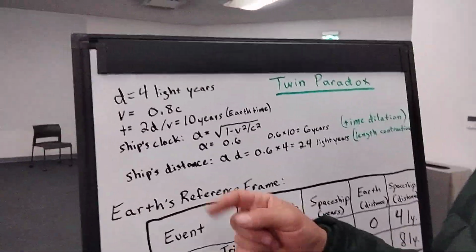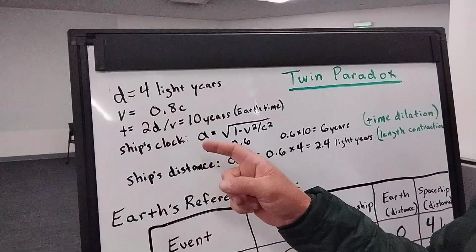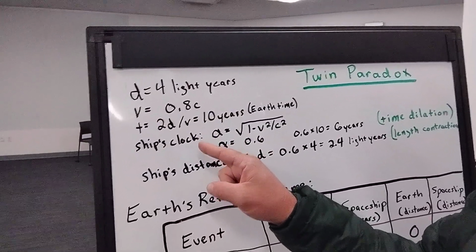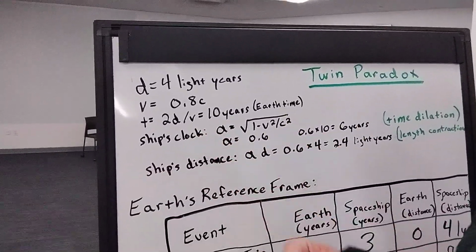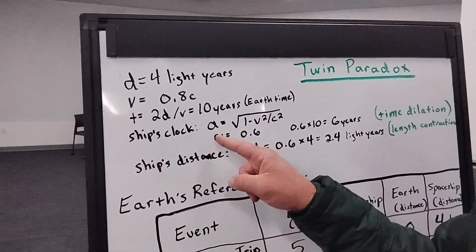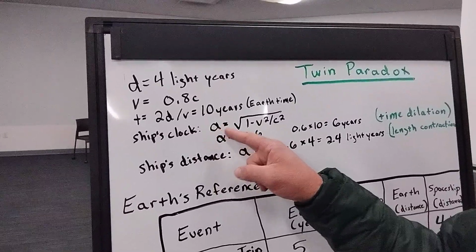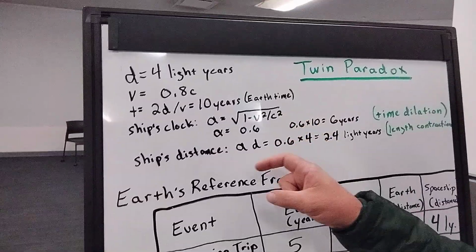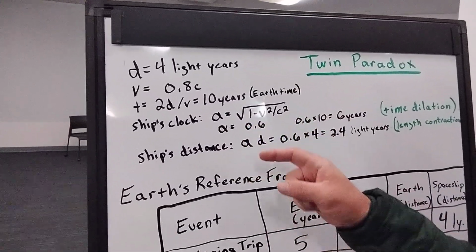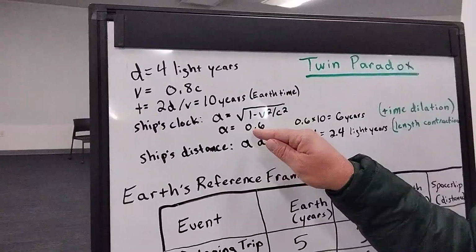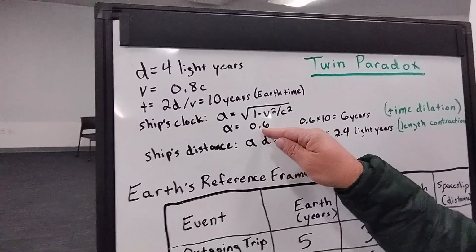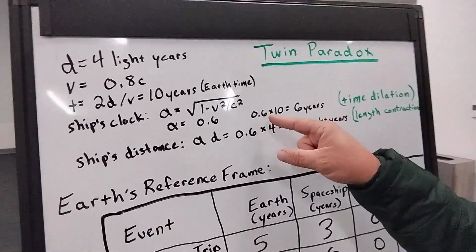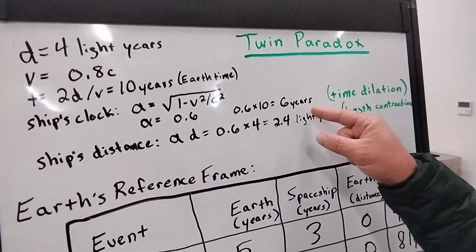and back. So this is what the earthbound observer observes of the ship's clock after it makes the round-trip journey. So what we have here is a formula: this factor equals, of course, the square root of 1 minus v squared over c squared. So the ship's clock, after making the round-trip journey, is multiplied by this fraction. This is the Lorentz transformation. So what we get is 0.6 times 10 equals 6 years.